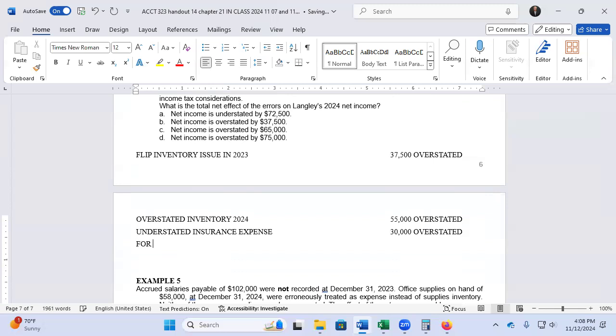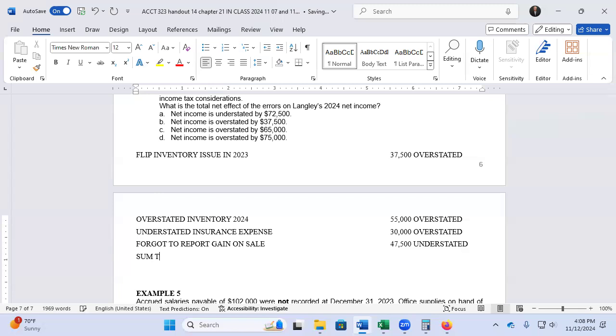And then they forgot to report gain on sale. And so this would be 47,500 understated. So sum total is 75,000 overstated.